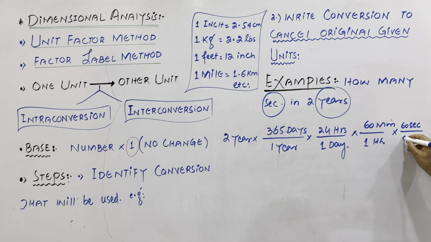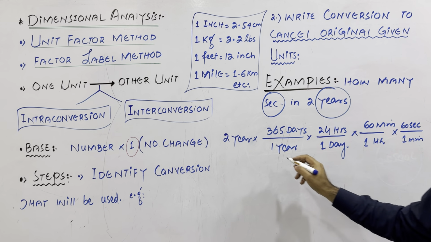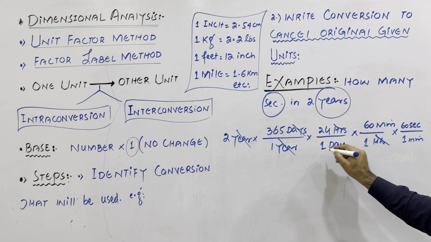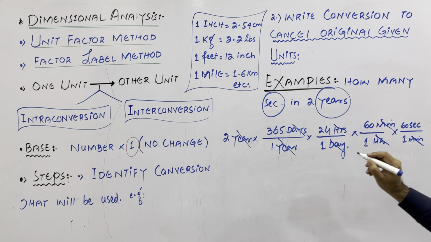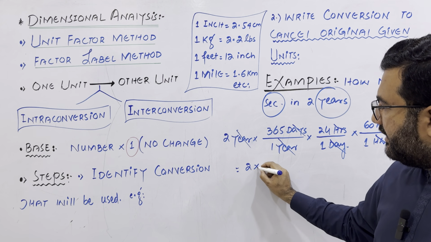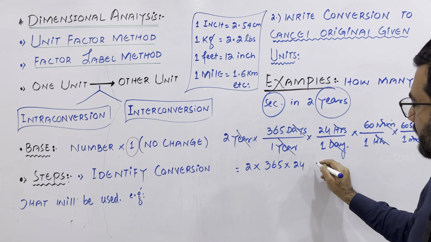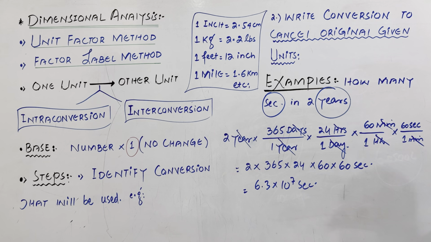So that is indirect conversion from years to seconds, first to days, then to hours, then to minutes, and finally into seconds. Year cancelled with year, hour cancelled with hour, days cancelled, minutes cancelled, and now you will get 2 multiplied by 365 multiplied by 24 multiplied by 60 multiplied by 60 seconds, and the answer will be 6.3 times 10 raised to the power 7 seconds. In this way, this example is an example of the indirect conversion of one unit into another unit.